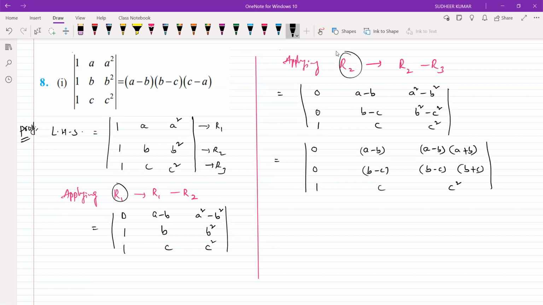So what can we take common? Whatever you want to take common, it should be in either all elements of a row or a column. So observe this one. Here A minus B, here also A minus B. Can we take A minus B common or not? From the first element, we don't have A minus B, but 0 into A minus B, we can write it. So you should think like that. From this, we are going to take A minus B as common.